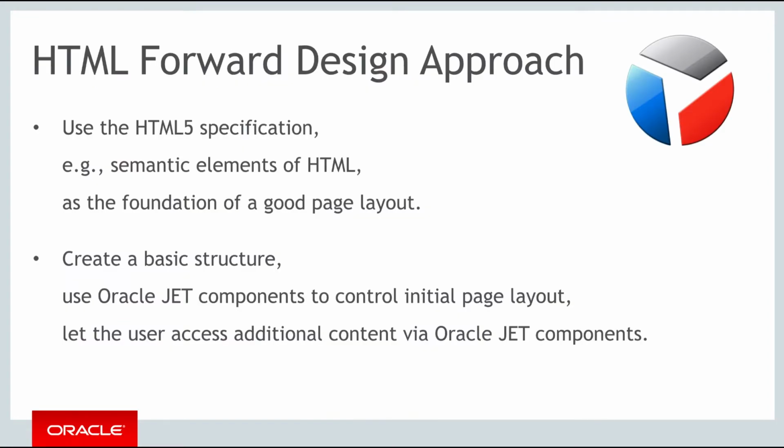JET uses what is referred to as an HTML-forward design approach. This allows developers to use the HTML5 specification, specifically the semantic elements of HTML, as the foundation of a good page layout. By using HTML elements such as header, footer, section, and so on, your application will be that much more ready for meeting accessibility guidelines, as well as making the HTML code much easier to read.